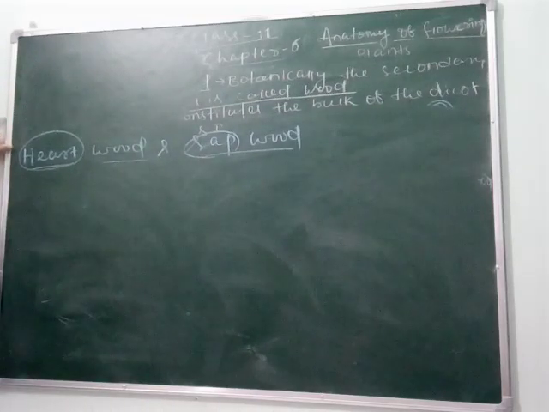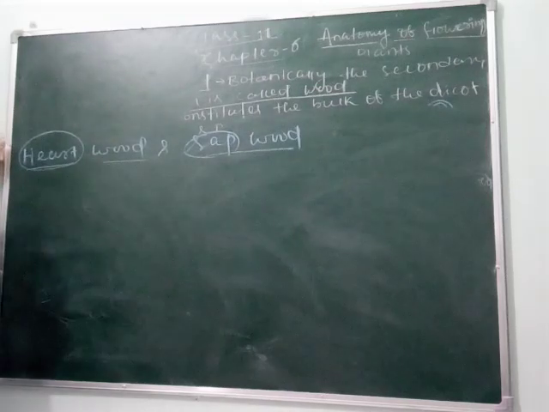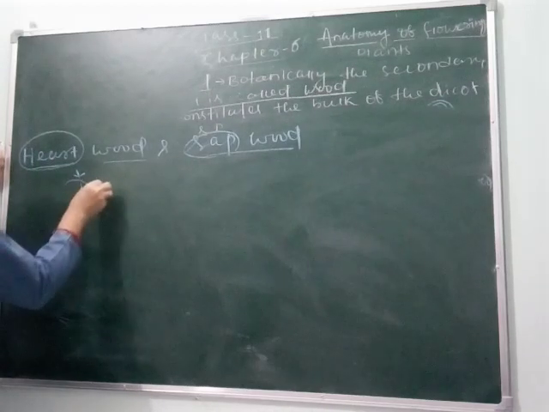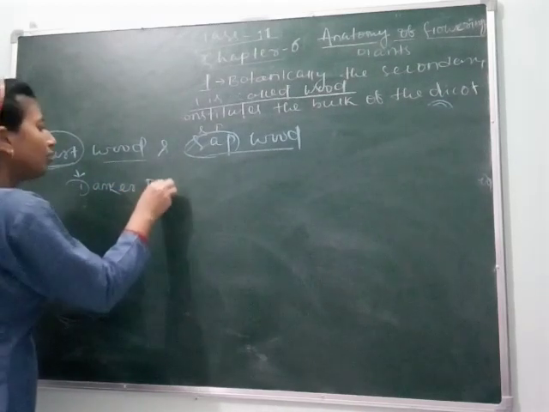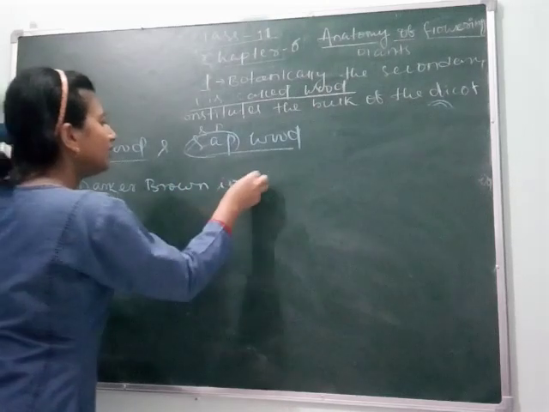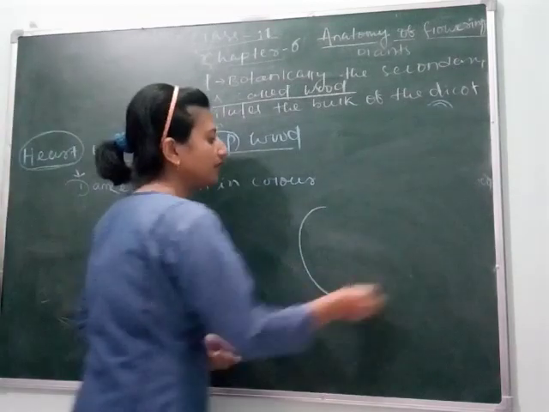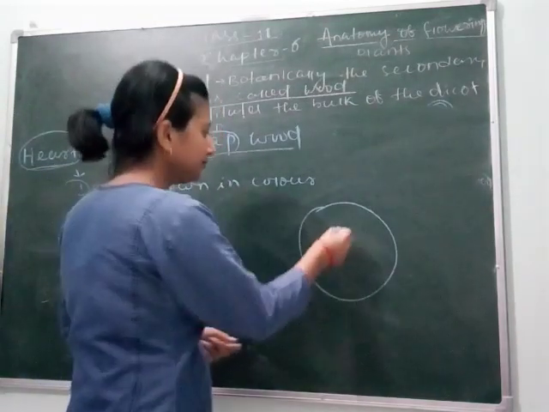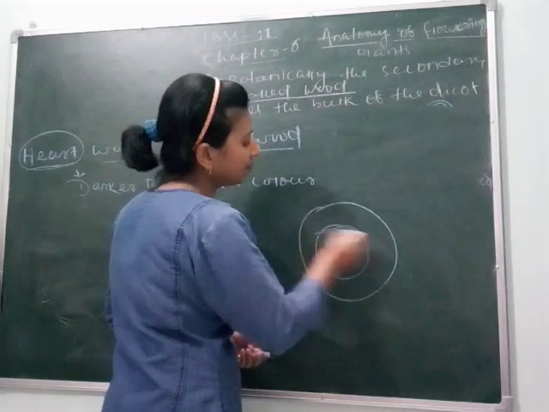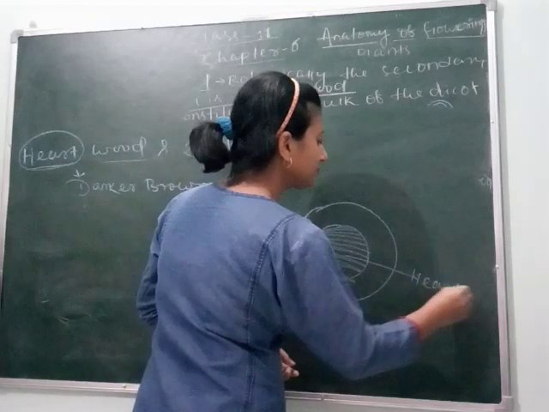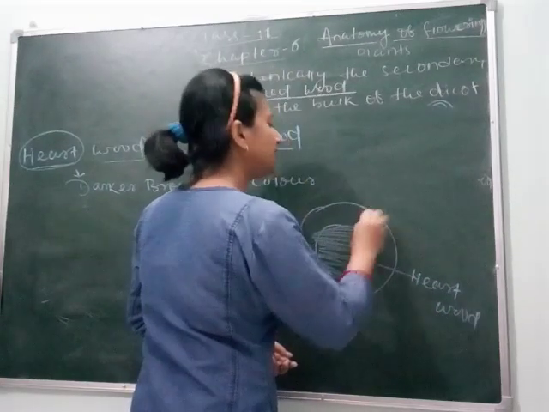So, what is hardwood? In old trees, the greater part of secondary xylem is dark brown due to deposition of organic compounds. Due to this, hardwood is darker brown in color. Why is this darker brown in color? If you see, this is a cut of wood. This portion is darker brown. This part is your hardwood and this part is sapwood.